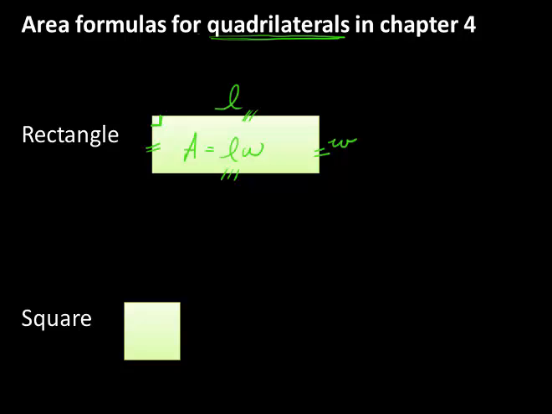Now a square is just a rectangle, but it's a special kind, and I'm going to call the length of its side S, and we know that all sides are the same. So for a square, the area is just S times S, or S squared. It's just a special case of a rectangle.